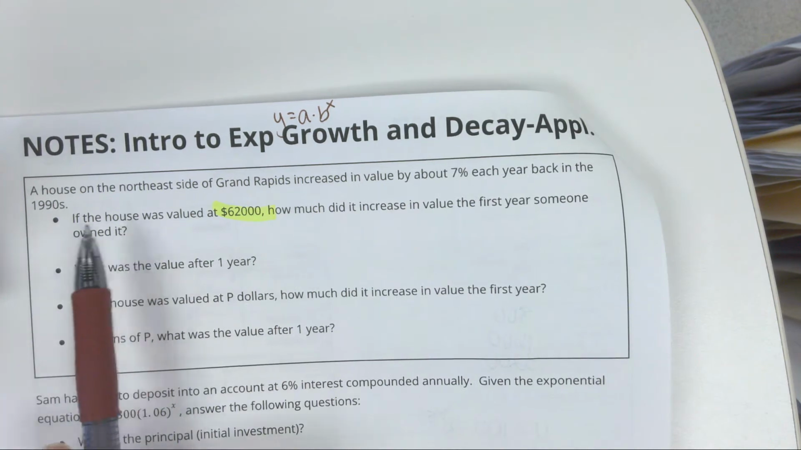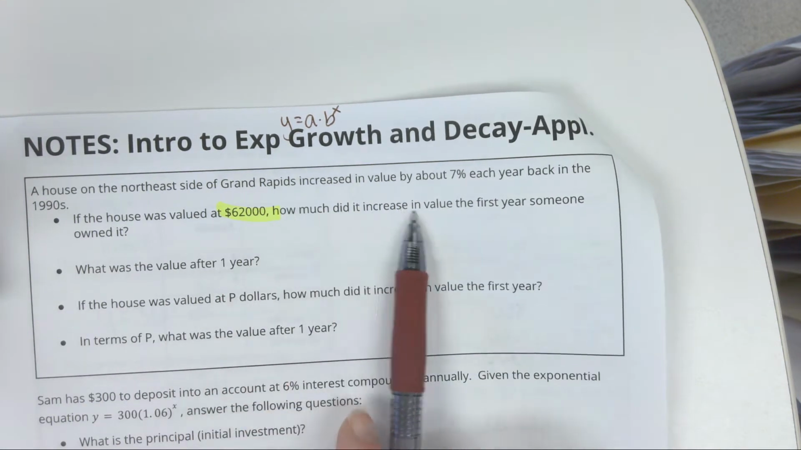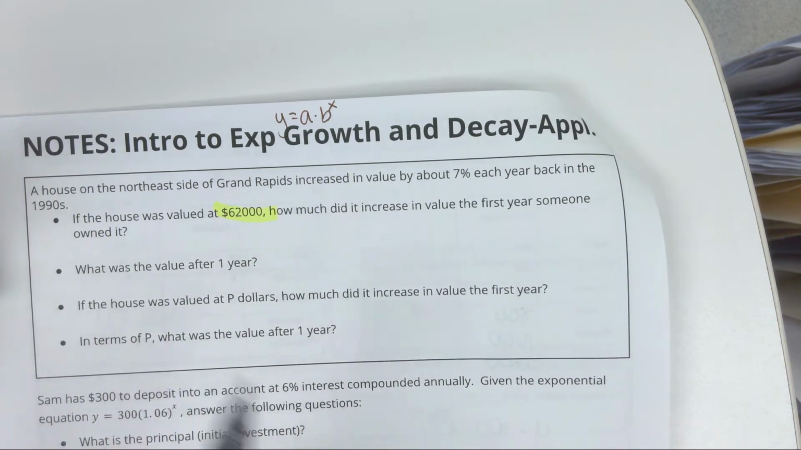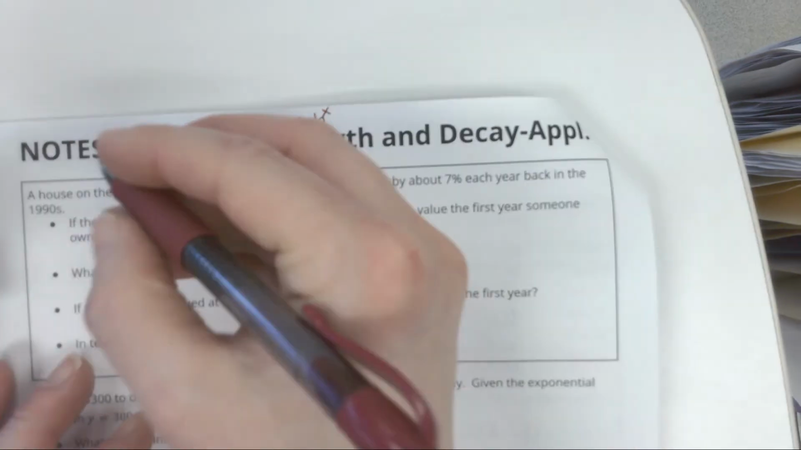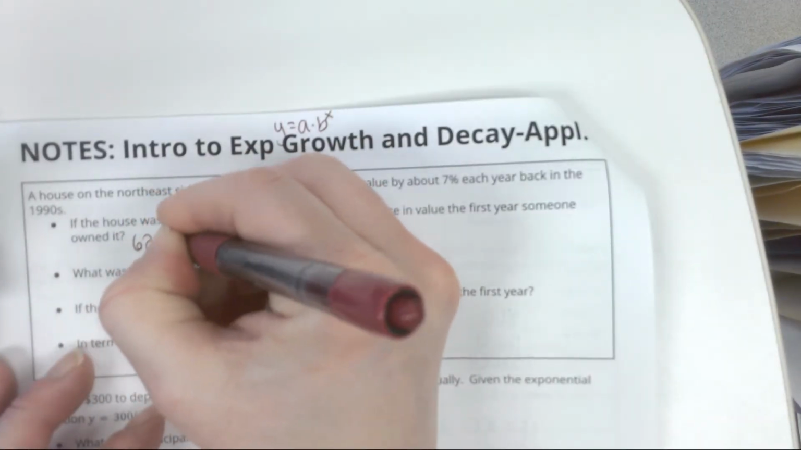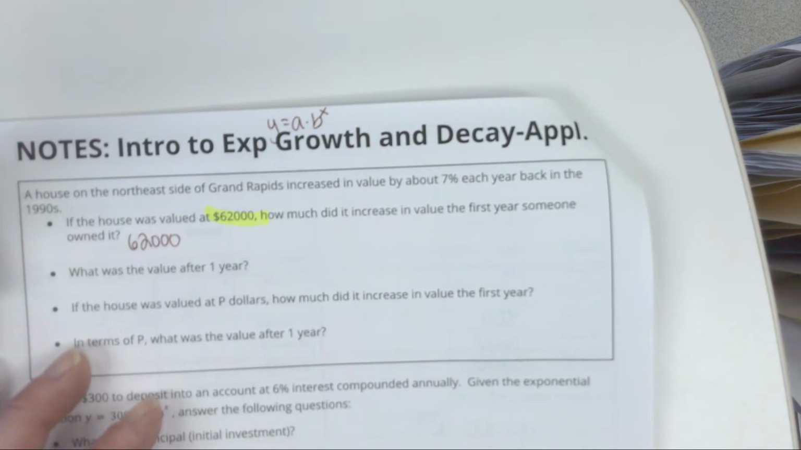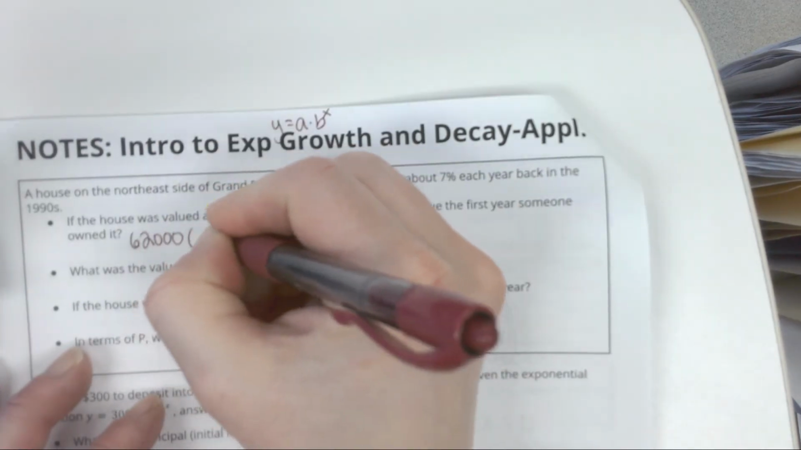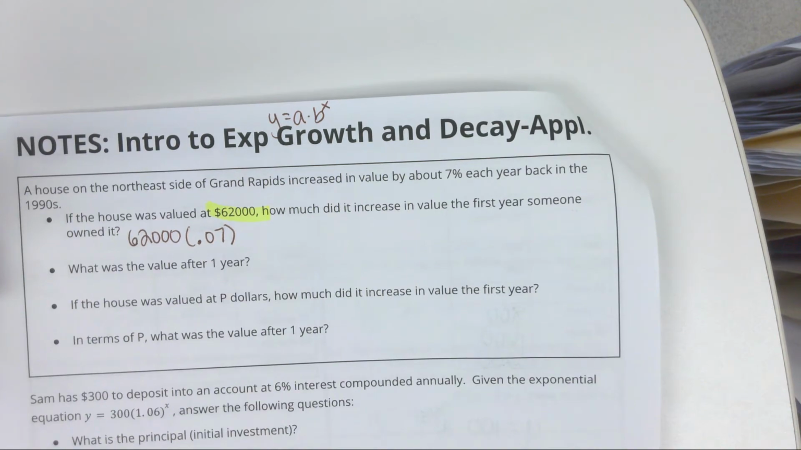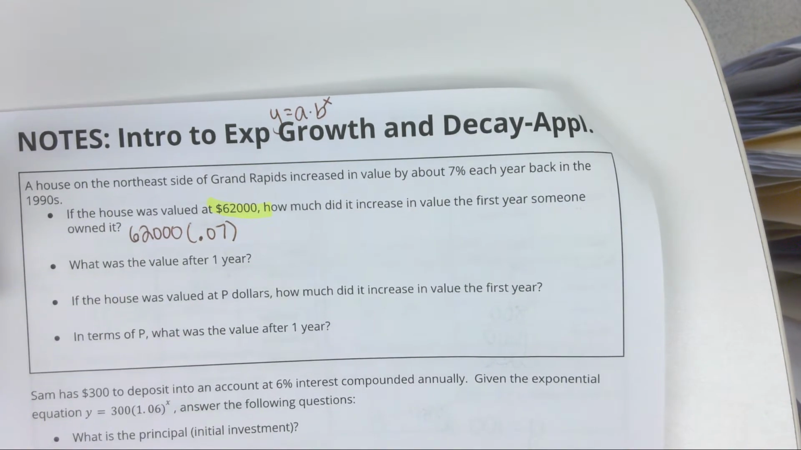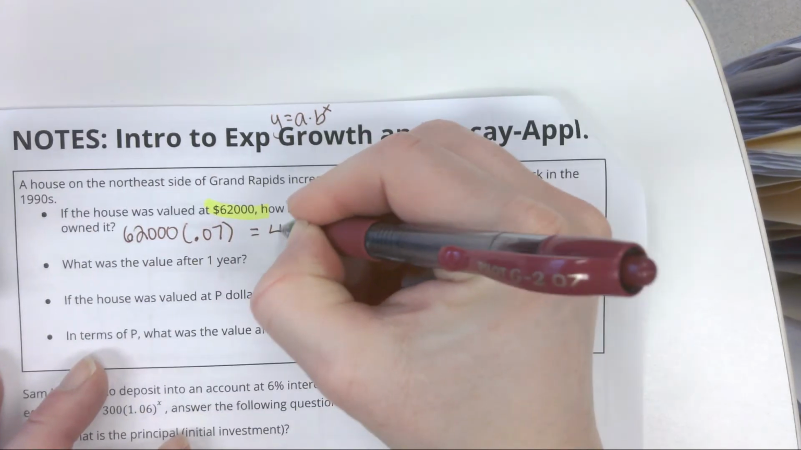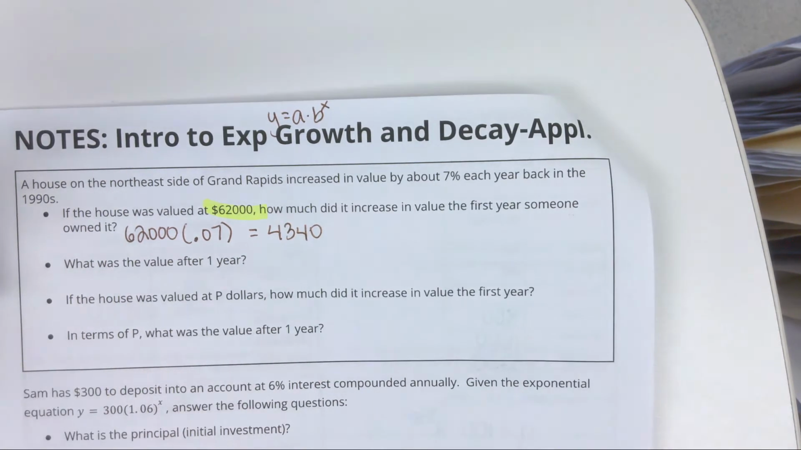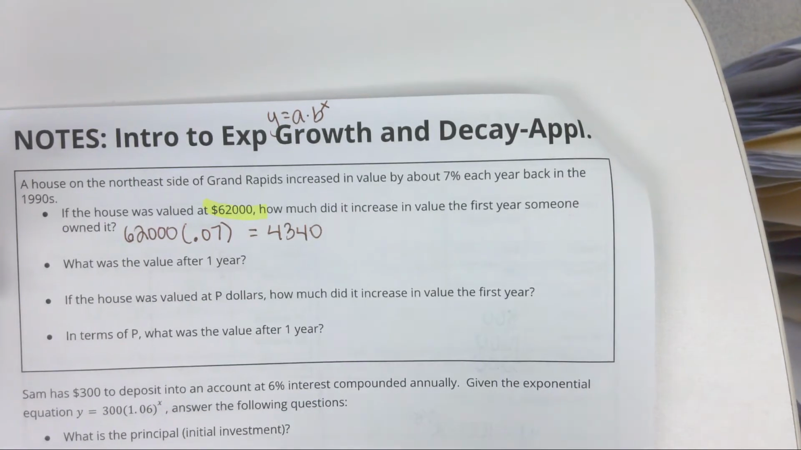So the house was valued at $62,000. How much did it increase in value the first year somebody owned it? Can you guys find for me 7% of $62,000? How do I do that? Well, you told me what 7% is. It's times 0.07, right? What is that? 4,340. Okay. Does that mean that's how much the house is worth? No, that's how much it increased in value.